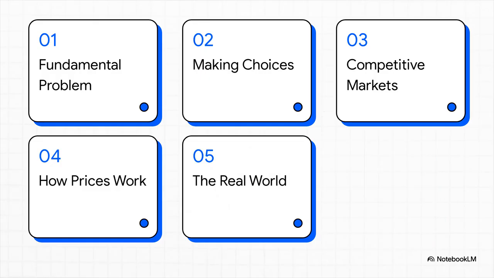So, here's our game plan. We're going to tackle the why, the basic problem economics tries to solve. Then we'll look at the what, a competitive market actually is, and we'll finish with the how all of this comes together to set prices. Then we'll run through some quick real-world examples to make sure it all sticks.